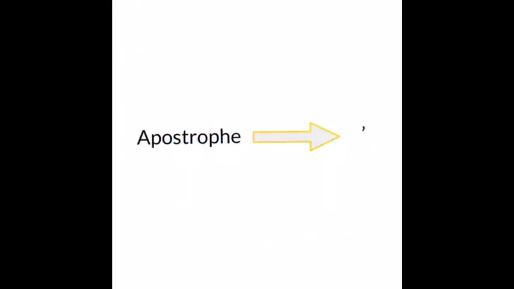This is what an apostrophe looks like. I'm going to circle it for you in case you can't see it. Okay, so that's an apostrophe. They look a little bit like commas, but the difference between a comma and an apostrophe is a comma is at the bottom of the line, it's on the bottom of the line. An apostrophe is close to the top of the word.